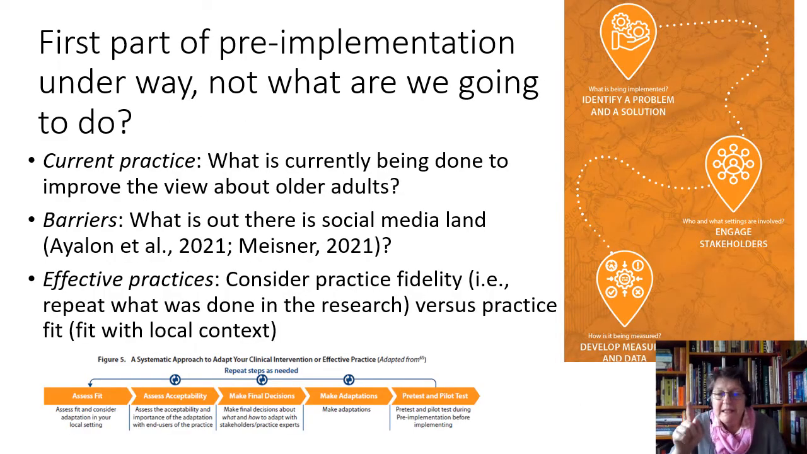Okay, now we're up to the pre-implementation stuff. So we've thought about the background. We've got a few possible solutions. We're now at that identify a problem and a solution phase. Then about thinking about what exactly is the current practice? Crickets, yes, exactly. What might be the barriers to changing it? So what's out there in social media land? Not good, that's for sure.